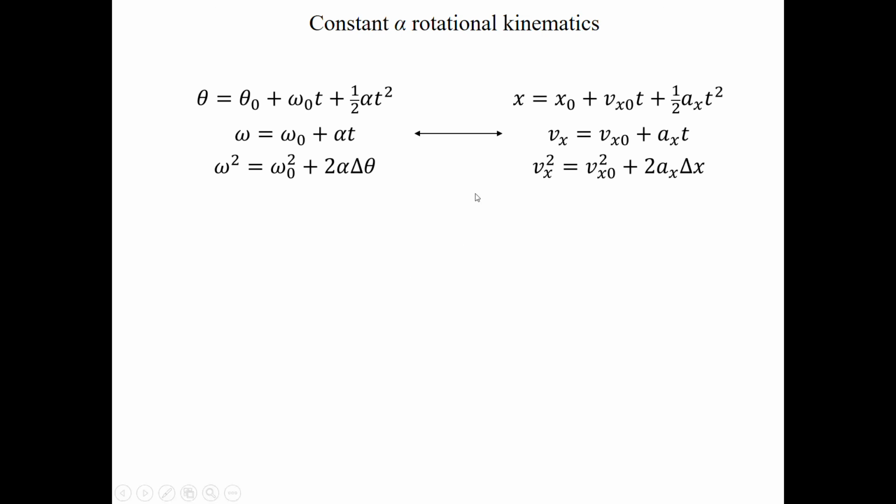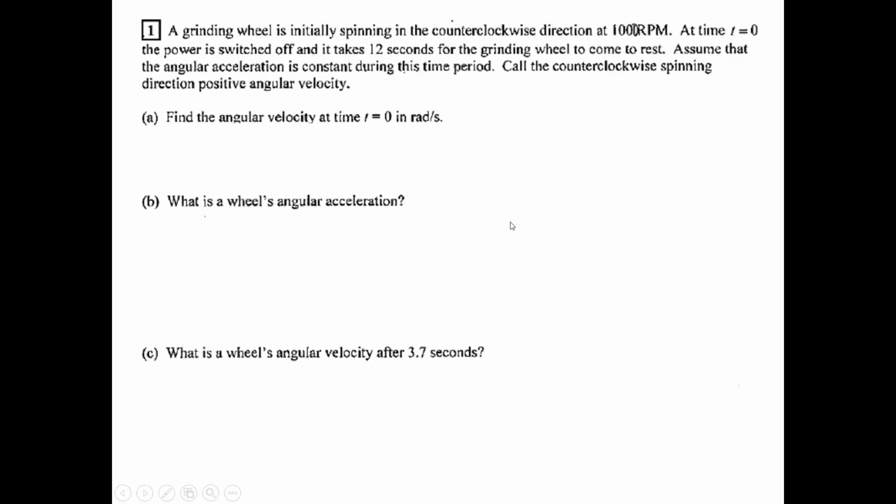So things don't always move with constant angular acceleration, just like things moving along the x-axis don't always move with constant linear acceleration, but it's common enough that it's worth practicing with. So let's try a problem, and let's do all of problem 1, I believe we are supposed to do here. I'm not sure if that's just parts A, B, and C. A grinding wheel is initially spinning in the counterclockwise direction, so we're imagining we're looking at it from the side and it's moving opposite the direction of a clock at 1,000 RPM.